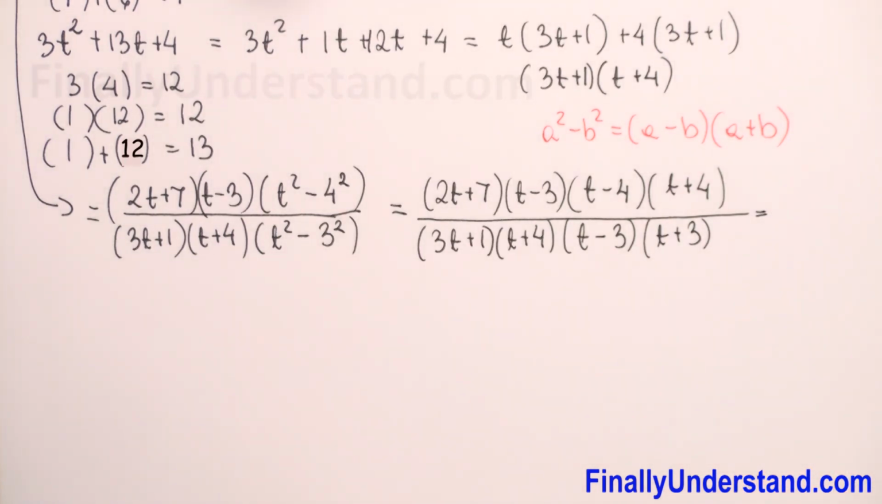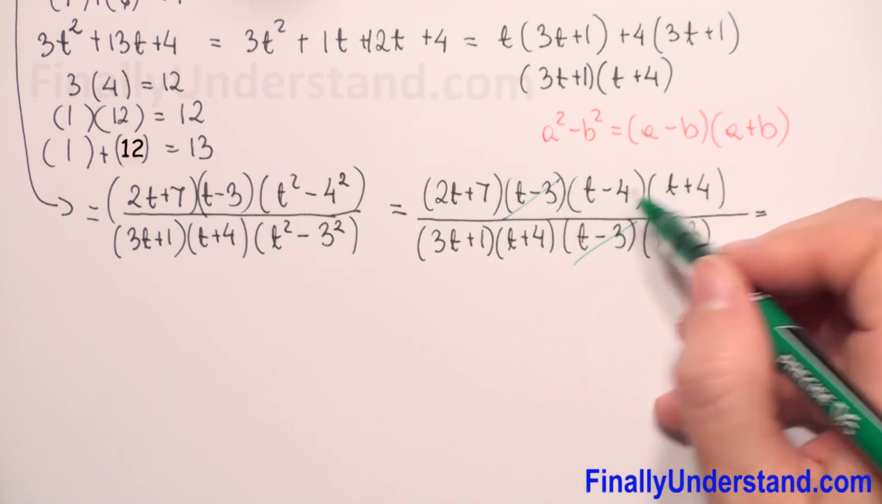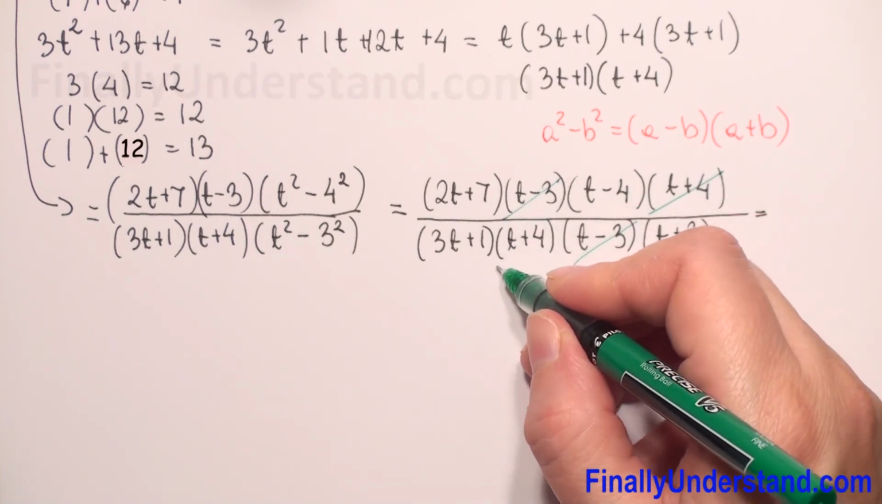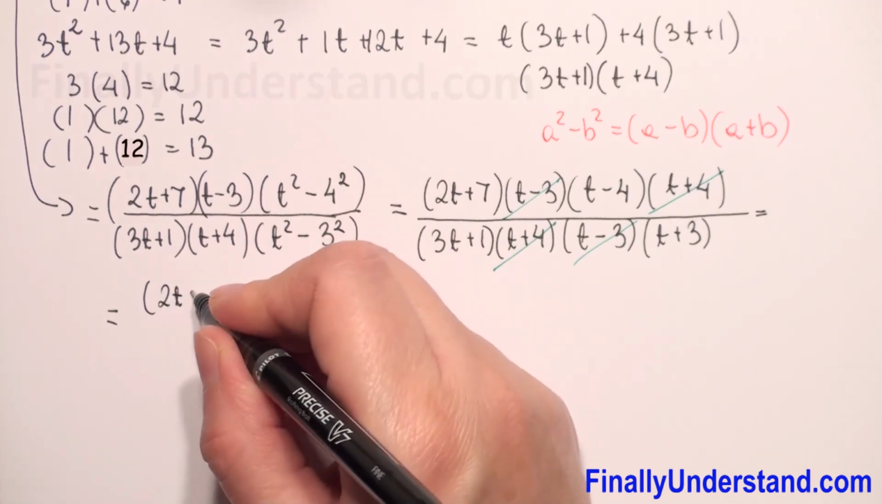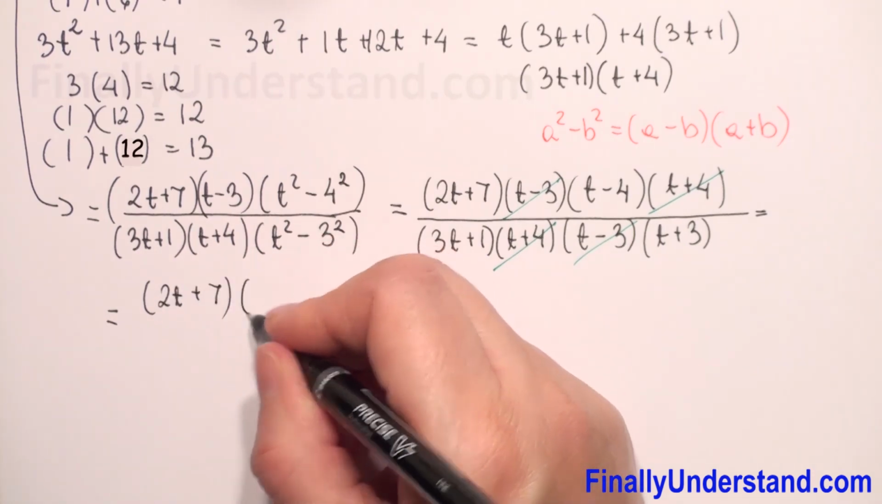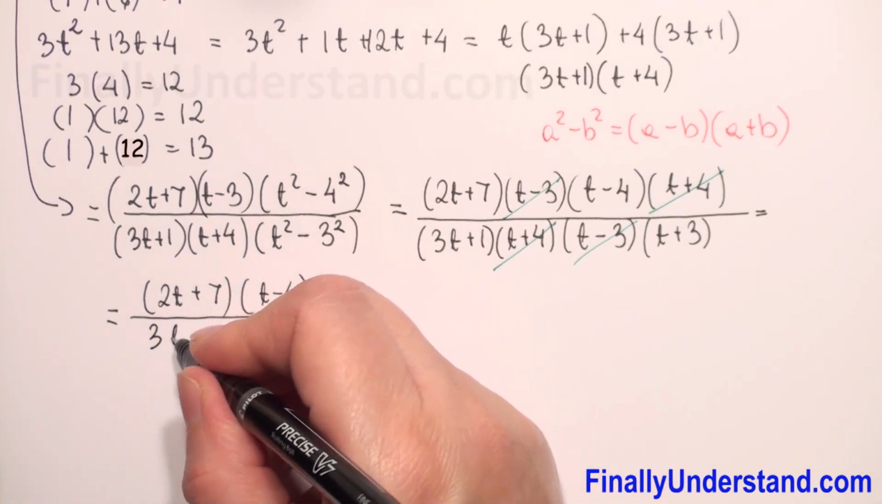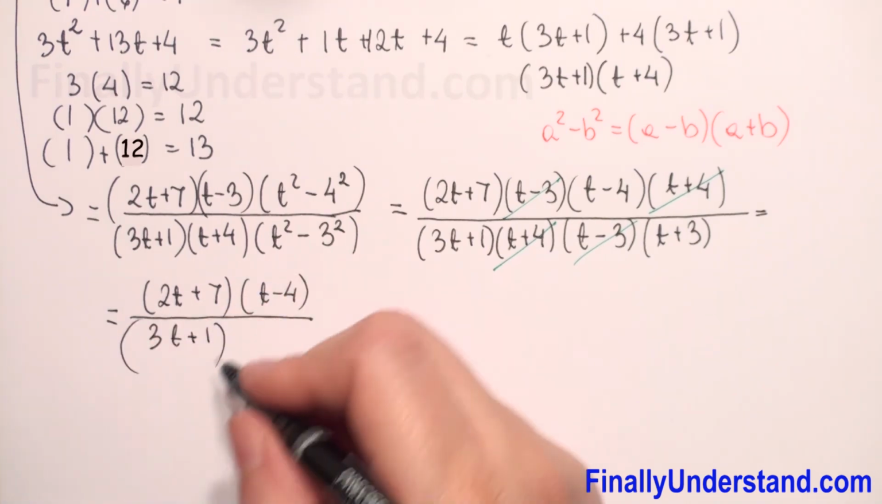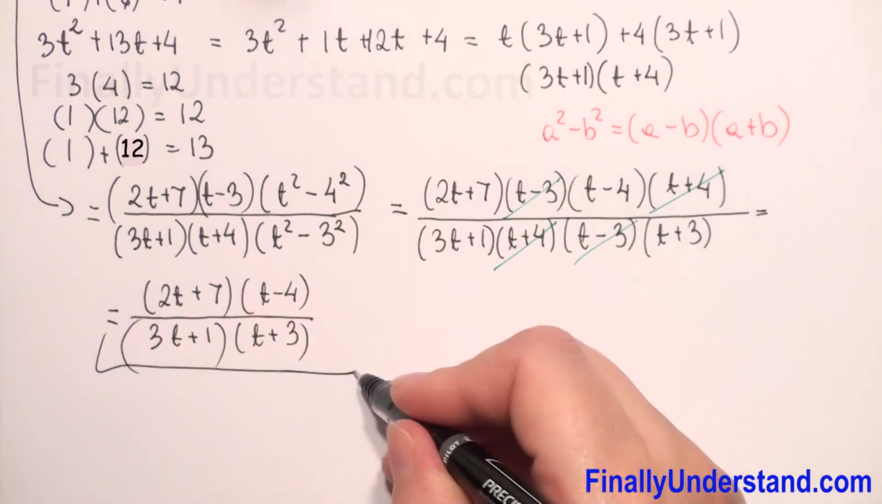So this is equal. Now when we have multiplication, we can reduce numerator with denominator. We have t minus 3 and t minus 3, so we can cancel out, and t plus 4 with t plus 4. Now the rest we have to copy, so this is equal. We have 2t plus 7 times t minus 4 over 3t plus 1 times t plus 3. This is my solution.